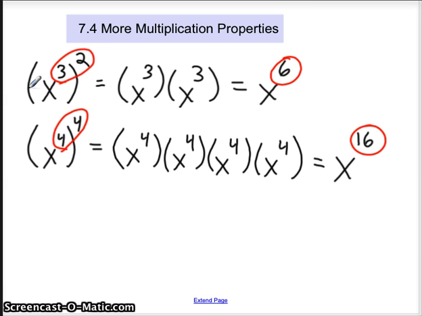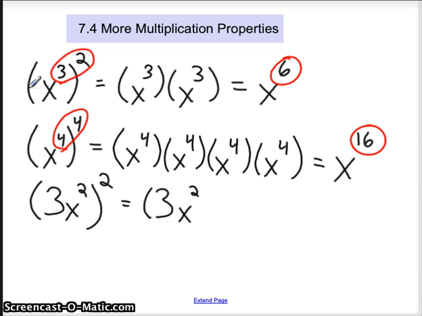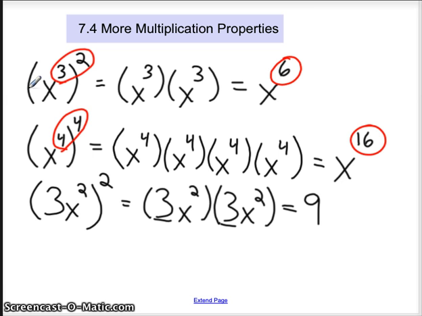Another thing I'd like us to consider is, what about something like this? What if you have more than one thing in that parenthesis? Well, that really doesn't change much, does it? All that means is we have 3x squared, and we have that twice. Well, 3 times 3 gives us 9. X squared and x squared, now we're just multiplying those like bases again. So 2 plus 2 gives us an x to the 4.